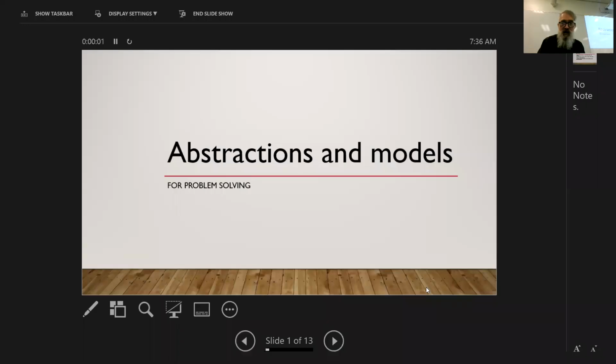You can see, okay, but we have a reading, which is a book by Beecher. The title of his book is Computational Thinking. I've taken a bit of material from that, and that's what this is. This is chapter 3 or 4 of that book, about abstraction and models.